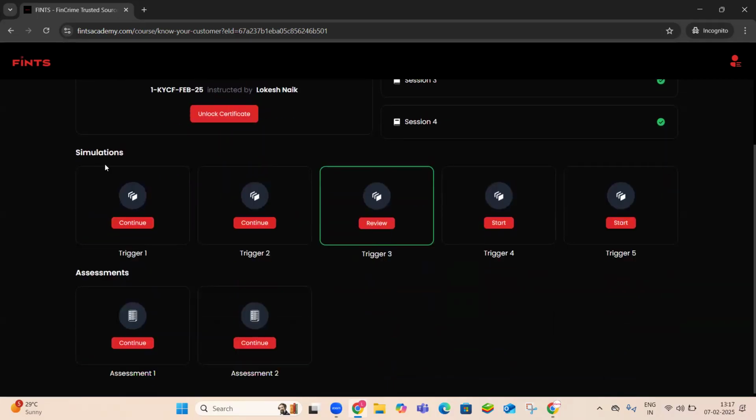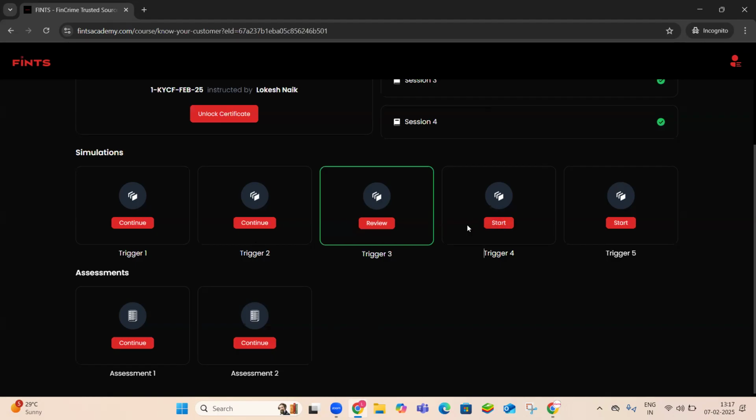Now you can see the simulation triggers 1, 2, 3, 4, 5. You can randomly pick any of the simulations, and once you complete them, you can work on the cases literally. You can start applying the theoretical knowledge you have related to KYC in a practical way. That's the main intention of our training programs: to help people who don't have knowledge in the field. So let me pick one of the cases so that you can understand it.